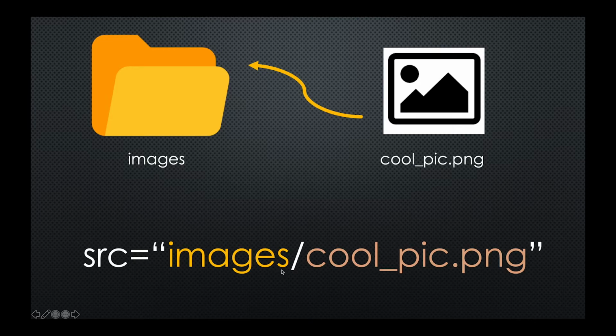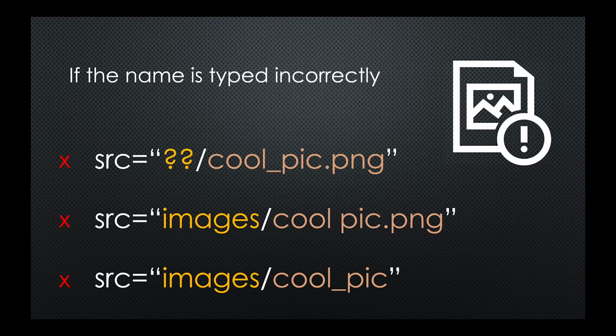The location of the image needs to start with the name of the folder, and they need to match, followed by the name of that file. If the name is typed incorrectly, the link is going to be broken. Most common mistakes is forgetting to name the folder, naming the file incorrectly, or forgetting the extension of the file. In any of these cases, the browser won't be able to find the image, and there will be a broken link symbol or no image.